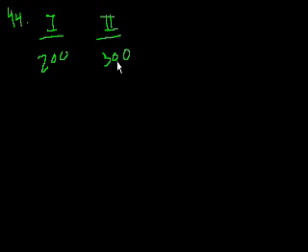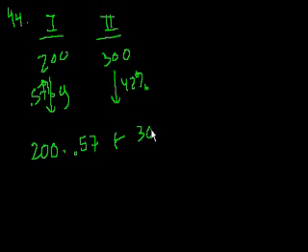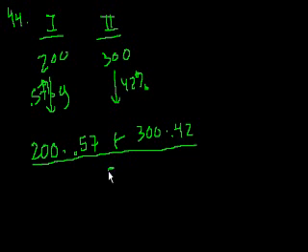If 57% of the seeds in plot 1 germinated, and 42% of the seeds in plot 2 germinated, what percentage of the total number of planted seeds germinated? So how many total seeds germinated is going to be 200 times 0.57, that's how many in plot 1 germinated, plus 300 times 42%, or 0.42, that's how many in plot 2 germinated. All of that divided by 500. And how do I know 500? Because there's a total of 500 seeds.